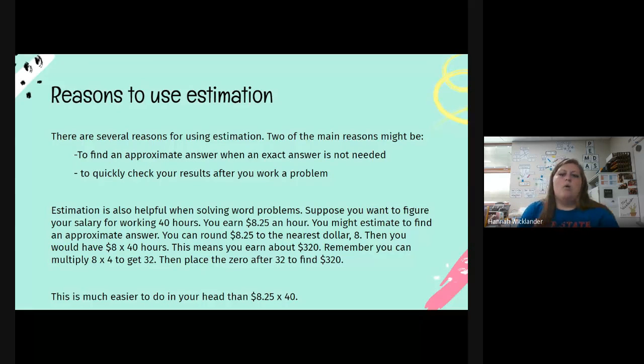Suppose you interviewed for a job and they said your salary is going to be $8.25 an hour, but you're going to work 40 hours a week and you want to know what your paycheck's going to be. So you're going to round $8.25 to $8, and then you're going to multiply that by 40. That gives you a rough estimate of what your paycheck would be. That's much easier to do in your head than 8.25 times 40. 8 times 40 is a little bit easier than 8.25 times 40.